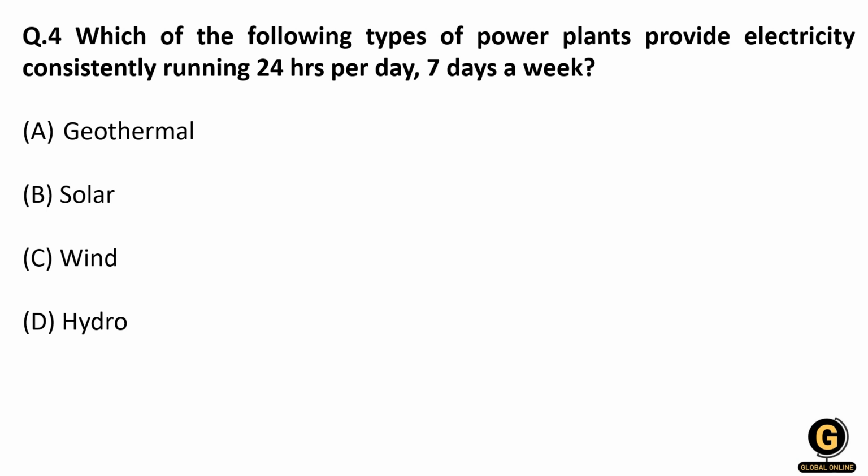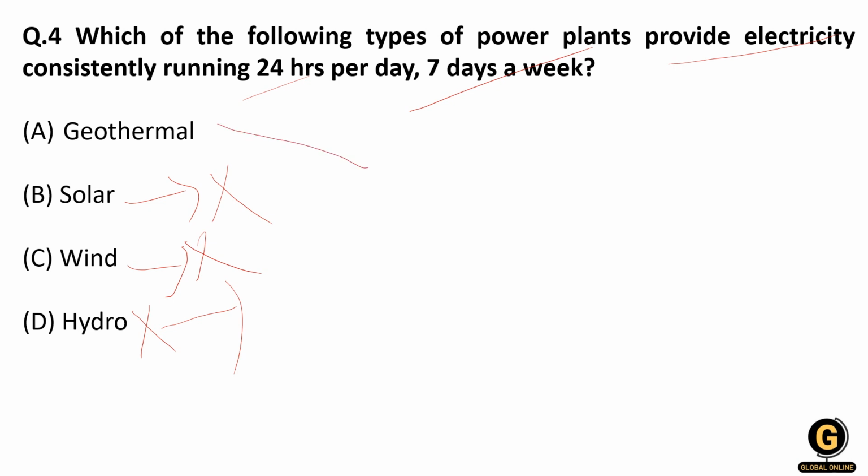Which of the following types of power plants provide electricity consistently running 24 hours per day and 7 days a week? Means what is the constant source of electricity generation among the following options? As you know, when the sun sets, solar energy does not generate electricity at night, and wind velocity is not constant all the time. Sometimes it stops, sometimes the wind velocity is very good. So this also is not a constant source of electricity generation. Then for hydropower plants also, sometimes there will be a drought, sometimes there will be a flood. So this is not constant, and it will have disruptions.